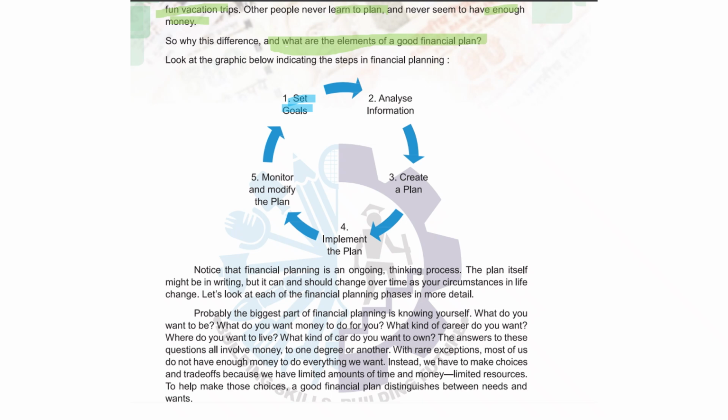I want to buy this red bottle. अब मैंने analyze किया information कि what is the price of the red bottle. Once I've analyzed the information, I'll create a plan कि okay, the red bottle costs 500, I'll save 100 rupees per month and I will buy this red bottle after 5 months. Then उस plan को implement करना है.